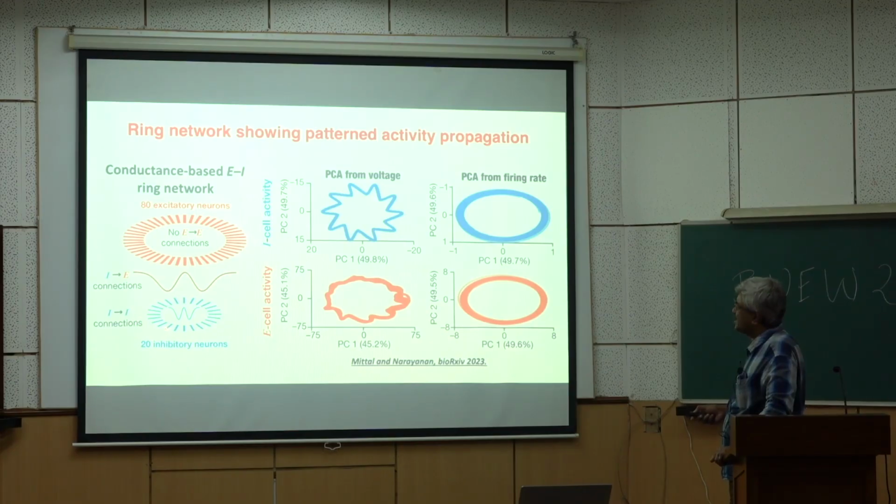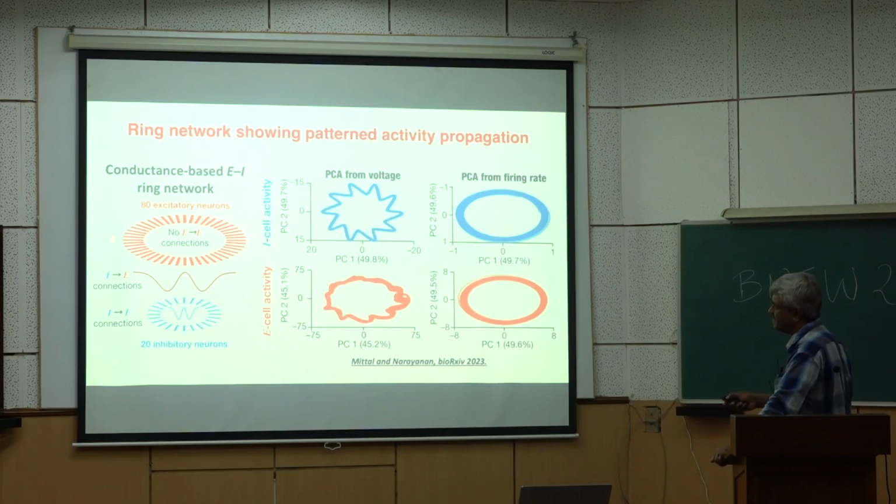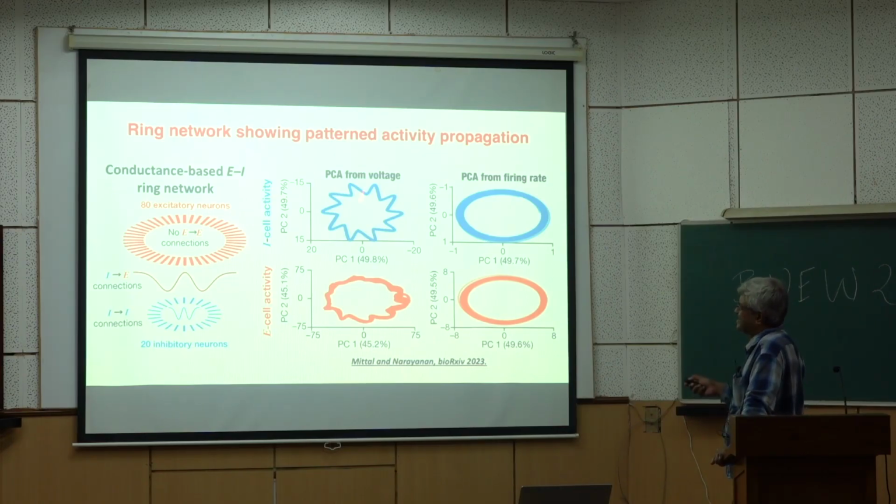That's the I to I connection. There are no E to E connections. So you have that Mexican hat kind of connectivity for I to E and I to I. And he looked at propagation of activity along this particular structure. Right? What exactly would happen with time, and this is just taking the activity of all the I cells, taking the activity of all the E cells, looking at the firing rate. Because it is propagation of activity, you will have repetition, and that is what is manifesting here in the reduced dimension as well.